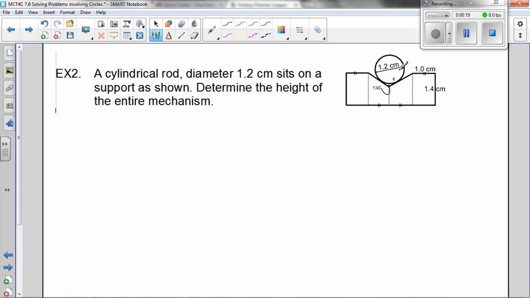A cylindrical rod, diameter 1.7 centimeters, sits on a support as shown. So this is some sort of machine part or something like that. Who knows? Determine the height of the entire mechanism. So this is what we want, right? This is the unknown.